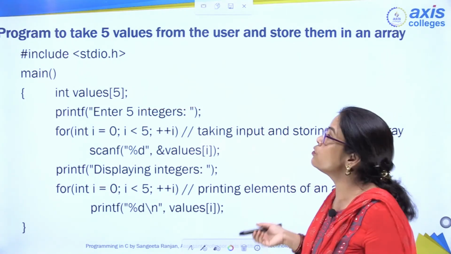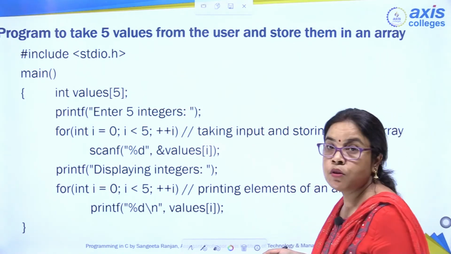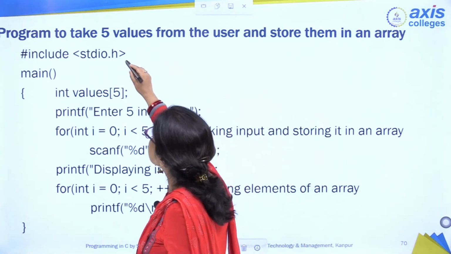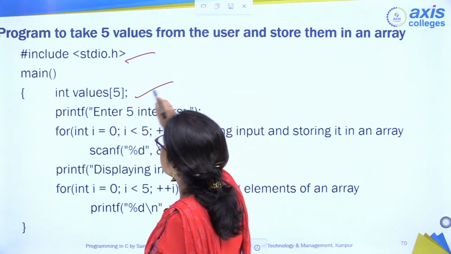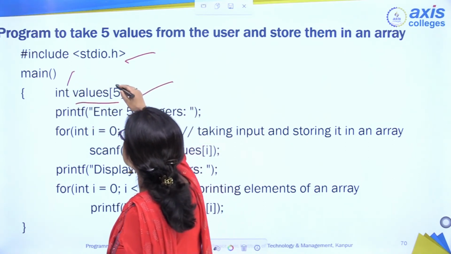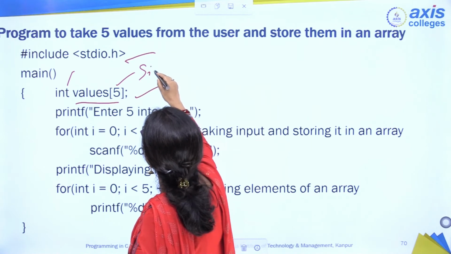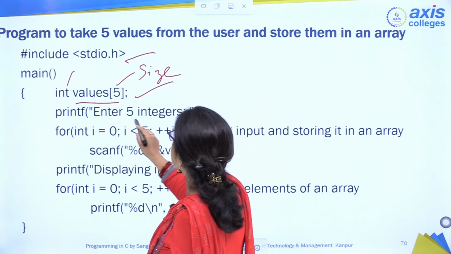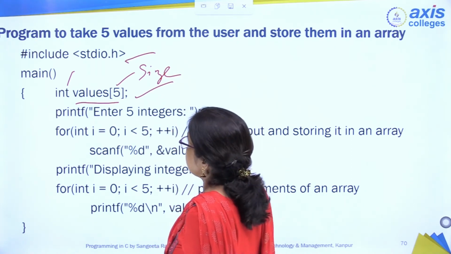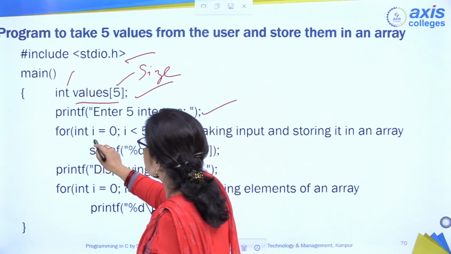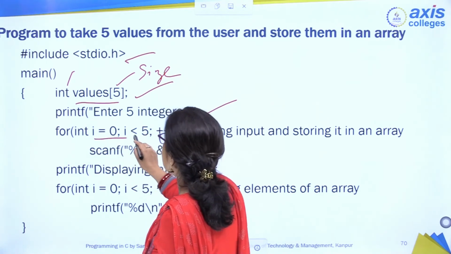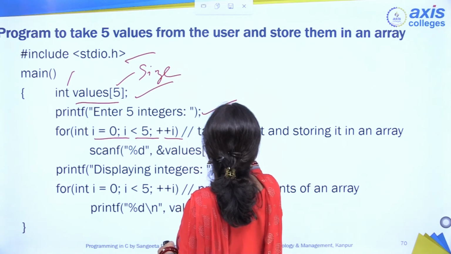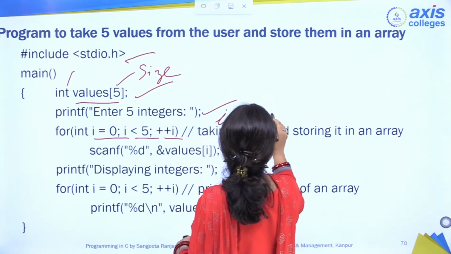Now this is a program to input 5 values from the user and store them in the array. Here is the header file. int value[5]: int is the data type, value is the name of the array, and 5 is the size of the array. printf "Enter 5 integers" is only for printing. for(int i = 0; i < 5; ++i), or we can write i is equal to i plus 1.